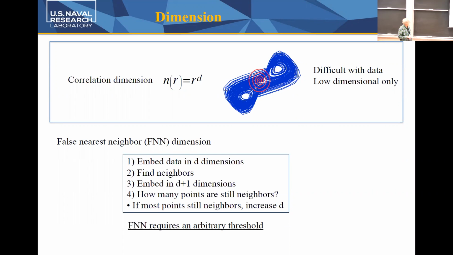So the false nearest neighbor dimension was kind of a remedy to this problem. We embed the data in d dimensions, find the nearby neighbors, then move up to d+1 dimensions. We ask, how many points are still neighbors? If most of the points are still neighbors, we increase the dimension, and we go until the number of points that stay neighbors falls below a certain threshold. The problem here is, where do you set that threshold? It's not always obvious. Sometimes there's a continuous decrease in the number of near neighbors.